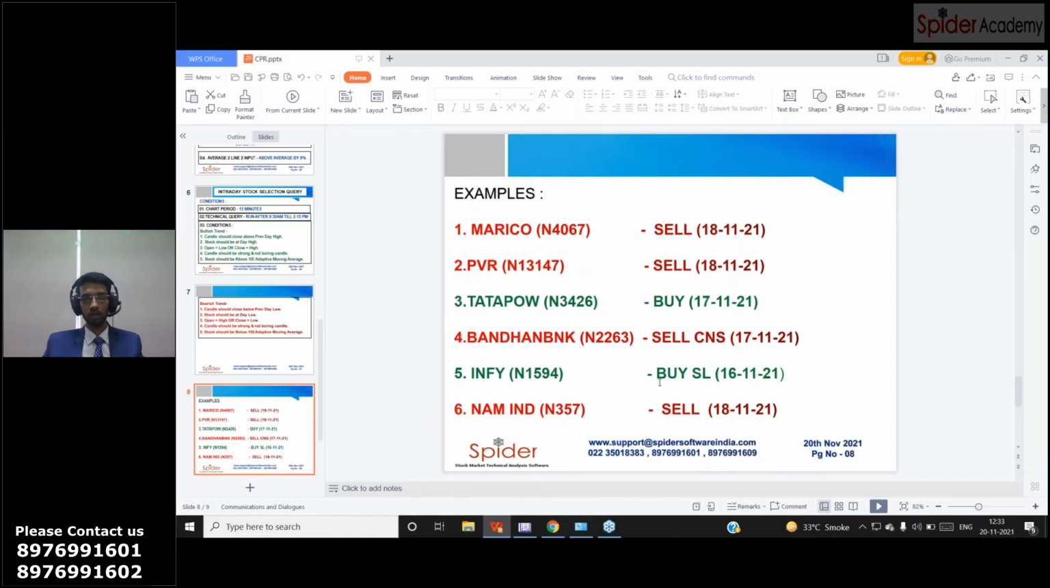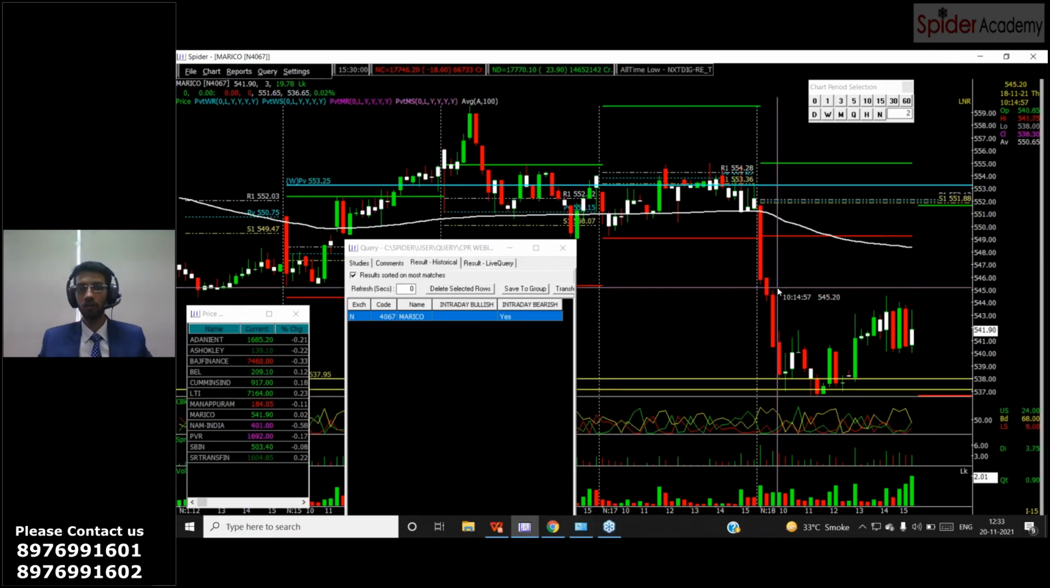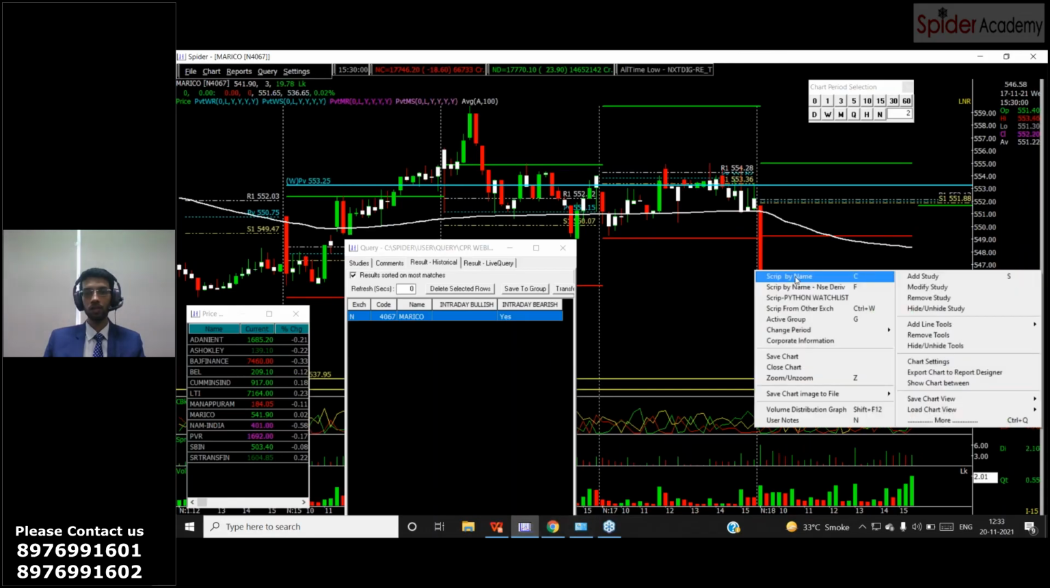I already saw these two examples, Marico and Tata Power, but we'll see Marico again. You can see this is Marico. This moved from here to here. So we easily got 1:1 risk reward.